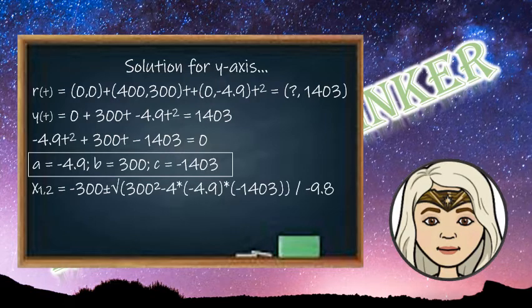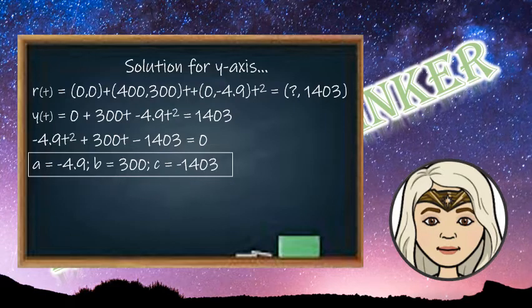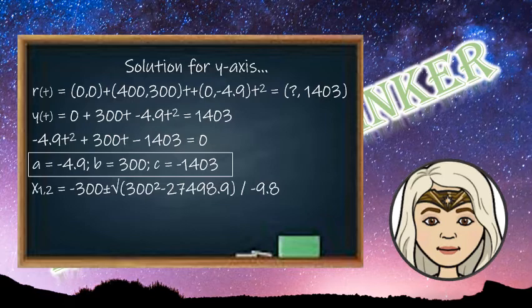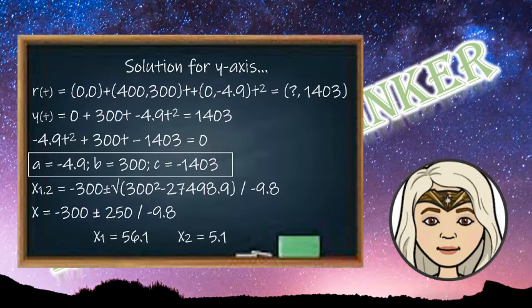t equals negative 300 plus or minus the square root of 300 squared minus 4 times negative 4.9 times negative 1,403, all over 2 times negative 4.9. t equals negative 300 plus or minus the square root of 300 squared minus 27,499.8, over negative 9.8. t equals negative 300 plus or minus the square root of 62,500, all over negative 9.8. t equals negative 300 plus or minus 250, all over negative 9.8. t1 equals negative 550 divided by negative 9.8, which equals 56.1. t2 equals negative 50 divided by negative 9.8, which equals 5.1. I've rounded the numbers a little so the results will be nicer.